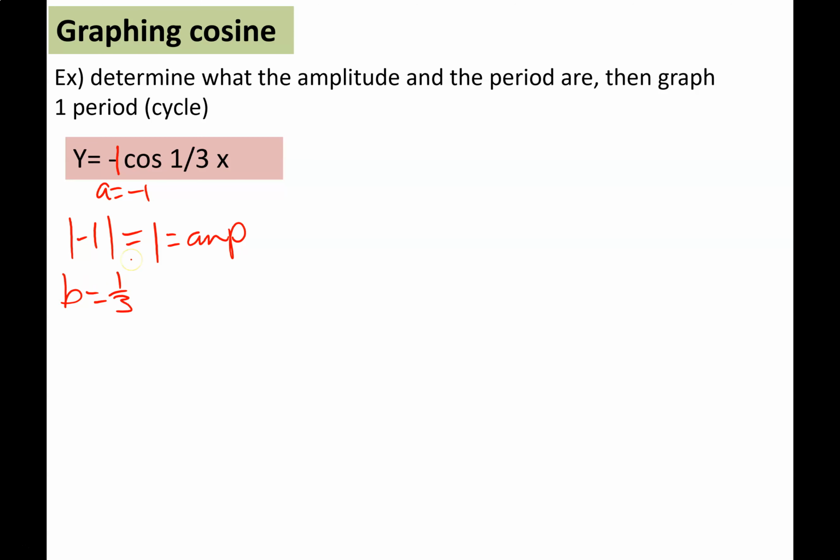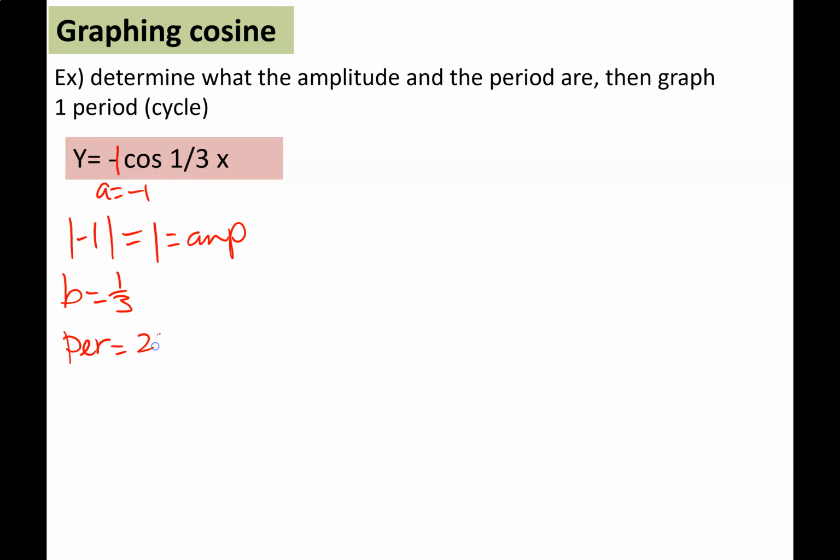What does that mean to us? That means that if I were to graph all the way to 2 pi, I would see a third of a cycle. I wouldn't see a full cosine cycle. So be careful with that. That's what that means. Let's figure out what the period's going to be.